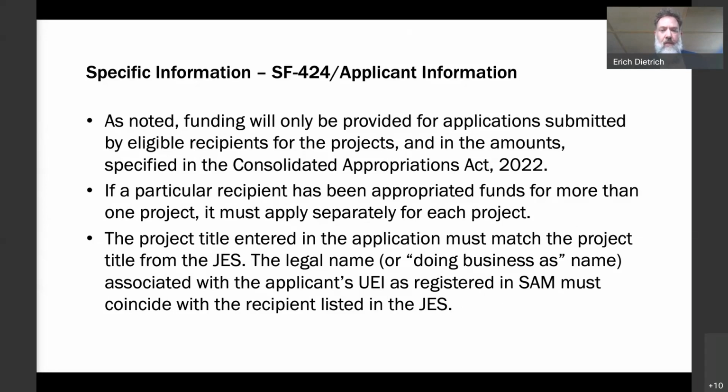On this slide, we note that some recipients have been appropriated funding for more than one Byrne project. These recipients must submit separate grant applications for each project. OJP will issue a single award for each project, so 246 total grants. We will not combine funding for projects into a single award for those of you with multiple earmarks.